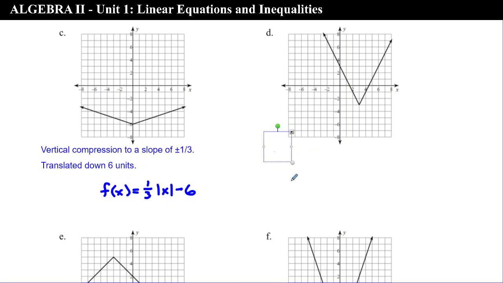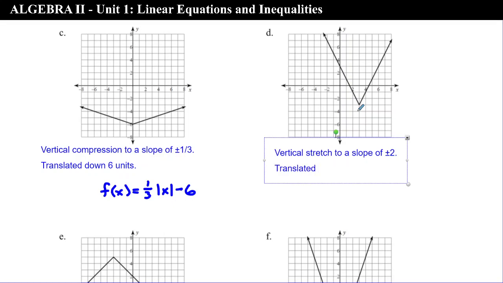All right, moving to this next one, we have 3 things happening. First of all, we have a vertical stretch to a slope of plus or minus 2. Again, you can figure this out by looking at the rise over run on the right side, or the increasing side. We rise 2, run 1. So rise over run, 2 over 1, that gives us 2. We've also translated it to the right and down. So we've translated right 3 units, and we've translated down 3 units as well.